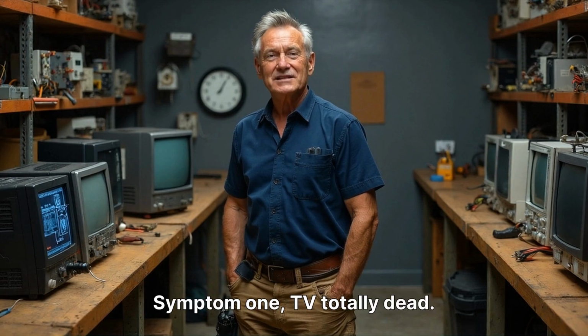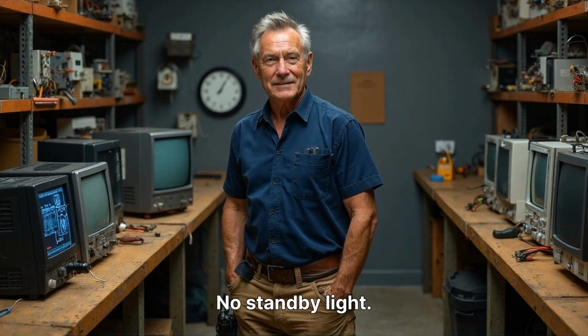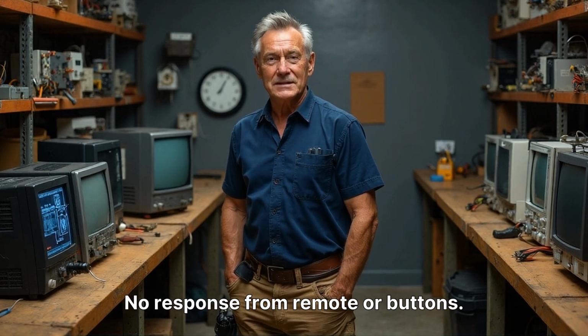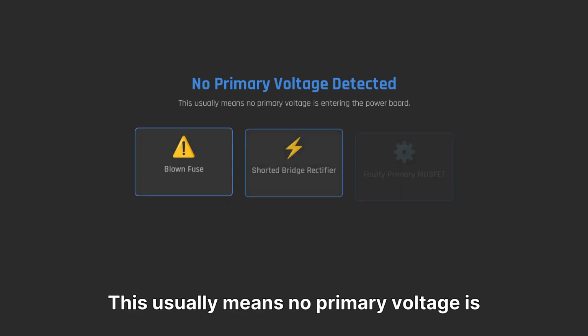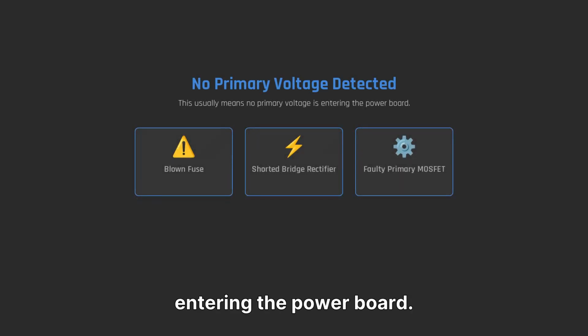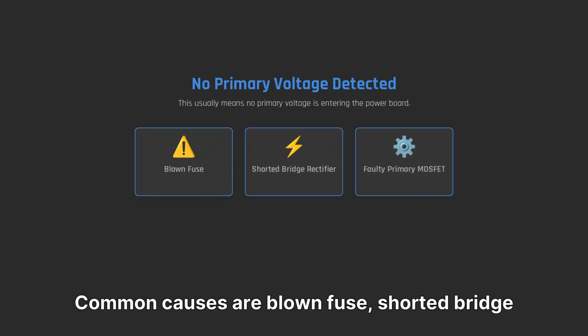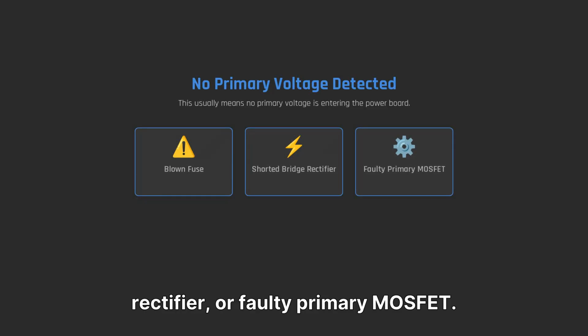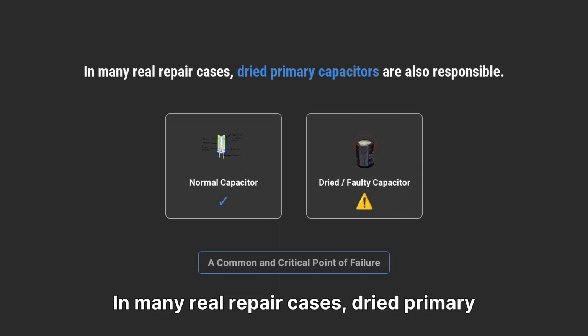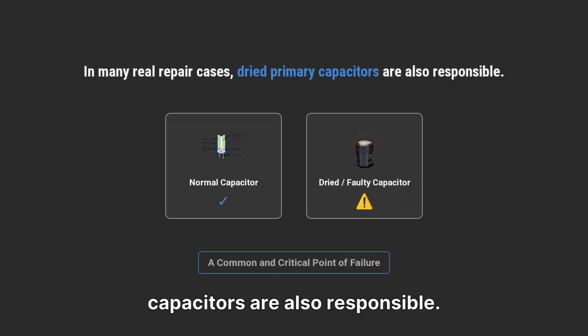Symptom 1. TV totally dead. No standby light. No response from remote or buttons. This usually means no primary voltage is entering the power board. Common causes are blown fuse, shorted bridge rectifier, or faulty primary MOSFET. In many real repair cases, dried primary capacitors are also responsible.